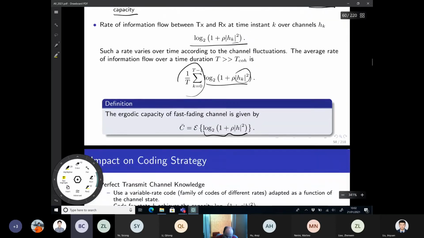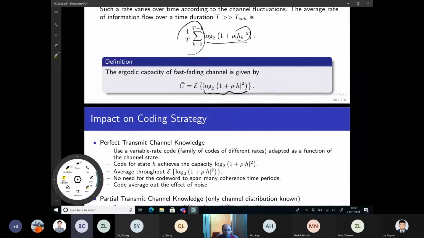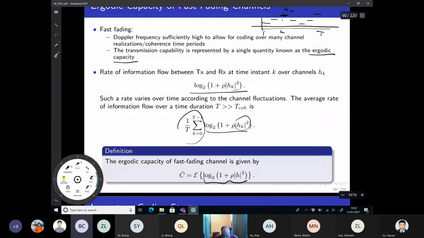And the way you achieve that ergodic capacity depends on what you know about the channel, whether you know it at the transmitter or you don't know it. So let me explain this a little bit. Let's imagine that I have this here. And let's imagine first that I know HK at the transmitter, right? If I know HK at the transmitter, that means I could use a modulation and encoding rate to adapt my rate of transmission as a function of this channel HK. So I could choose my modulation and encoding rate in order to come as close as possible to this, right?